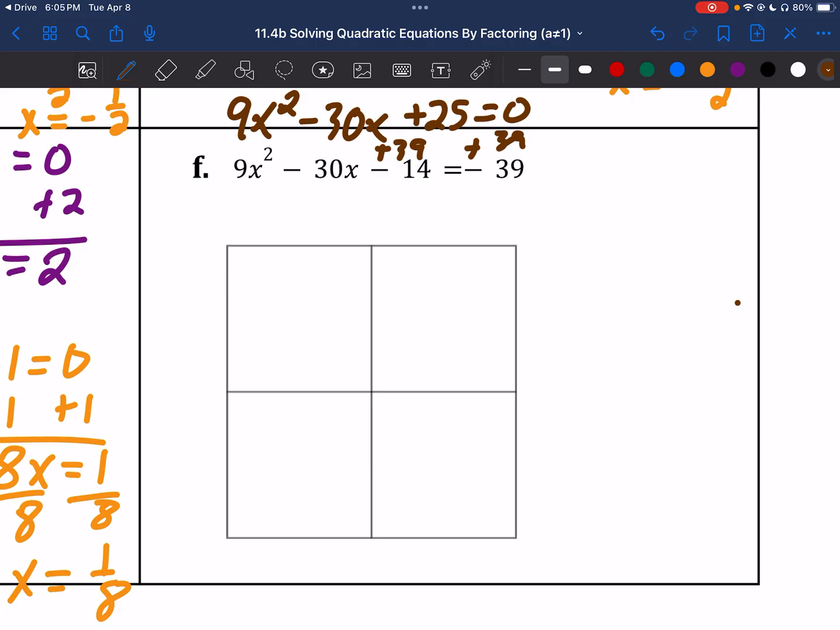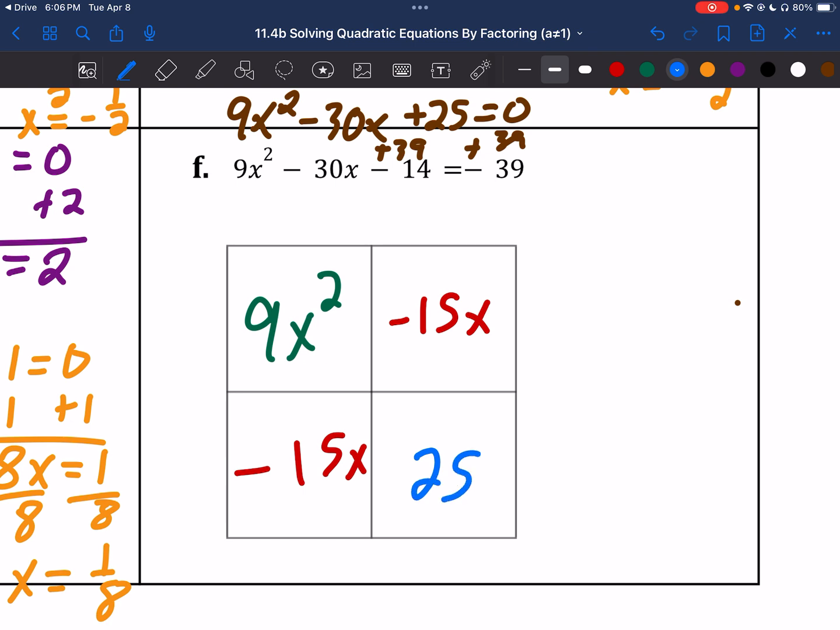Well, this is an odd one, but I do notice something here. My first term is a perfect square. My last term is a perfect square. And my middle term is twice their square roots. So if we were to just write this in for a moment, we're going to have minus 15x in the middle. Up top here, 9x squared. And to the right is 25.